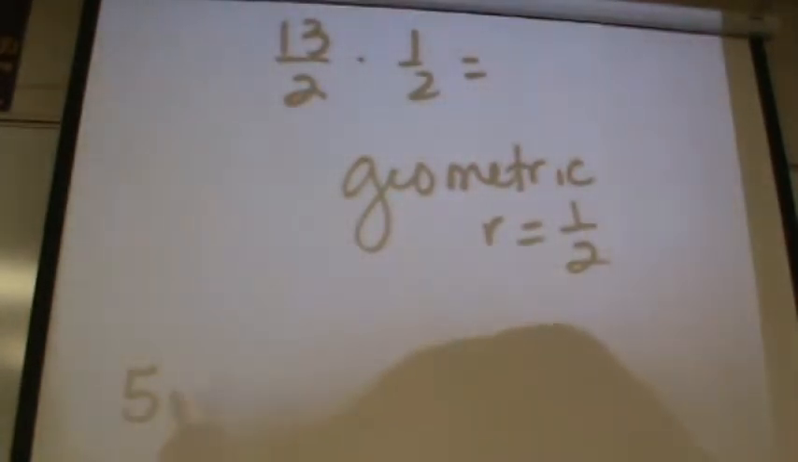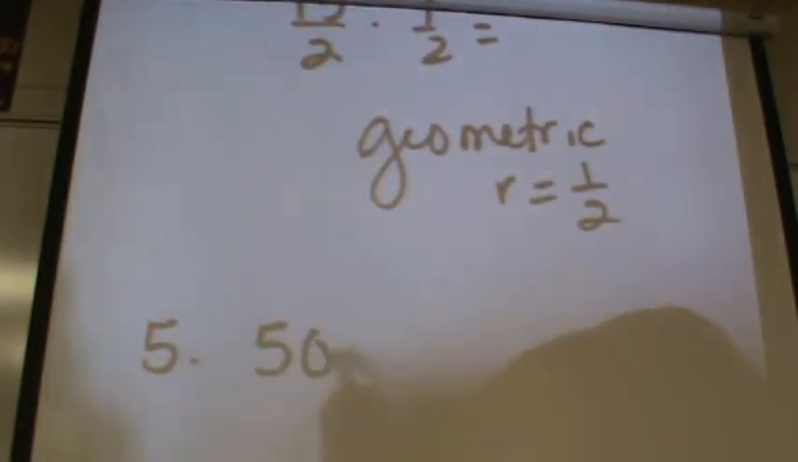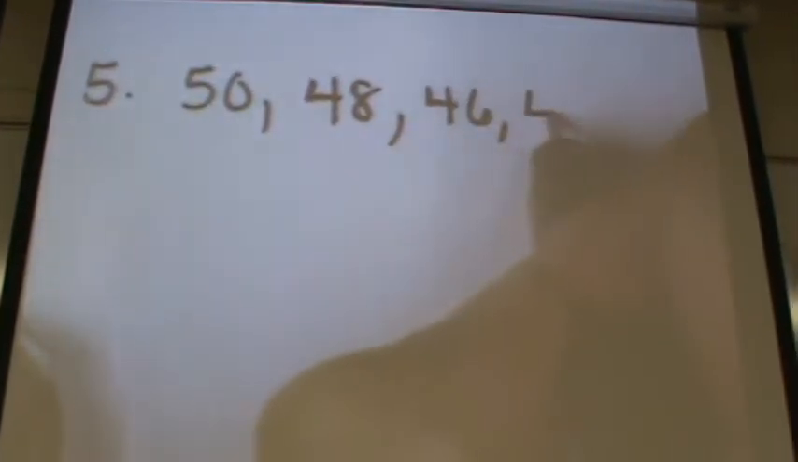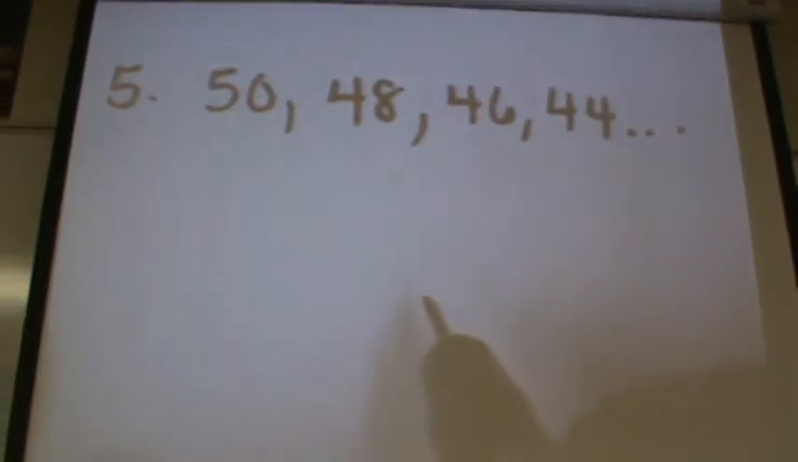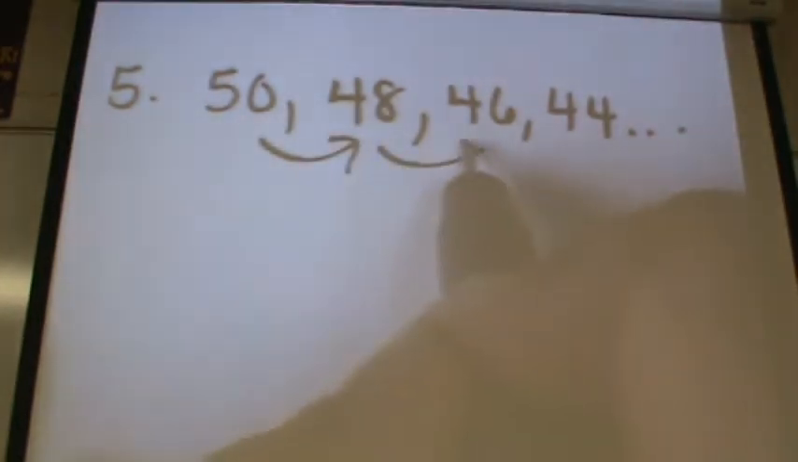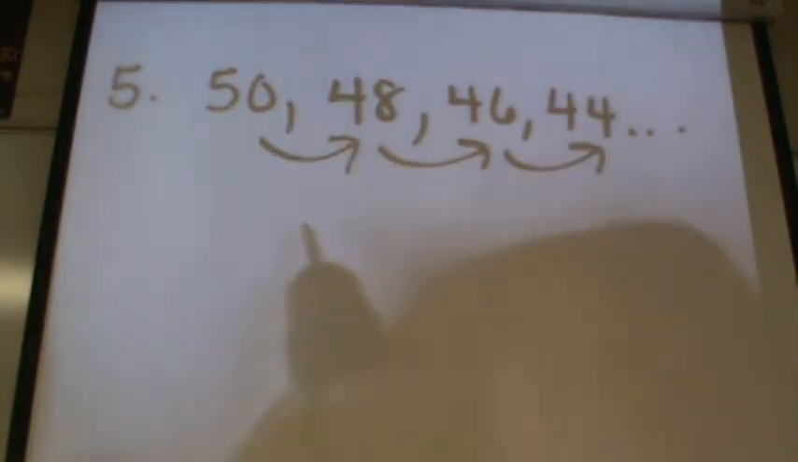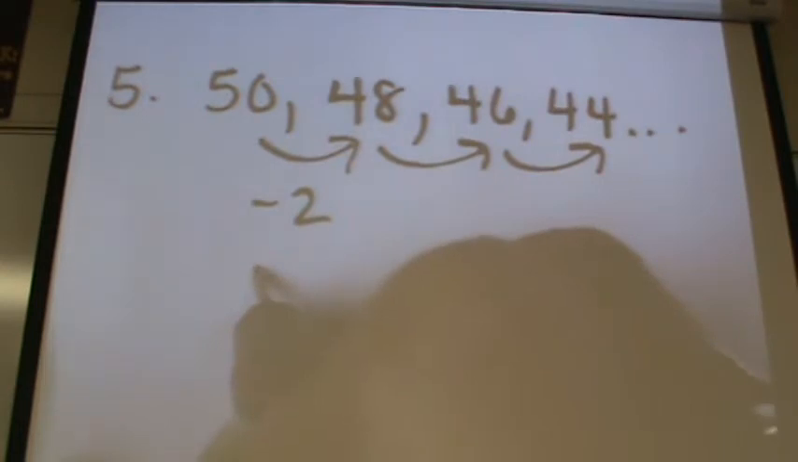For number 5, you have 50, 48, 46, and 44. This one is going down by 2 at every term, so this one is arithmetic.